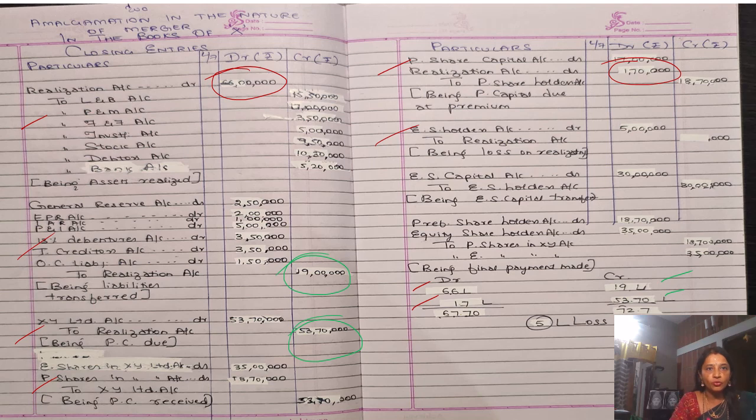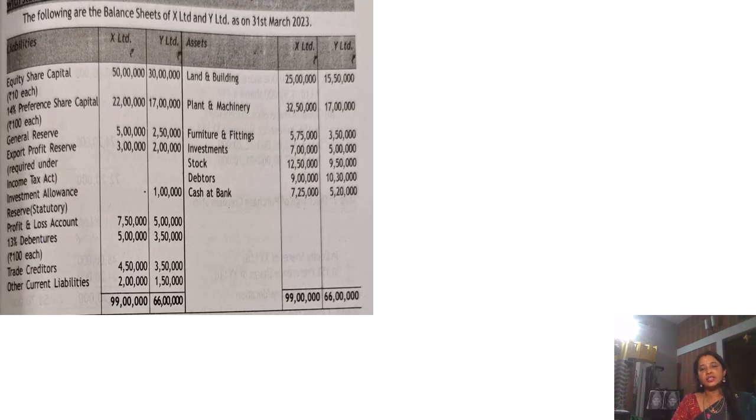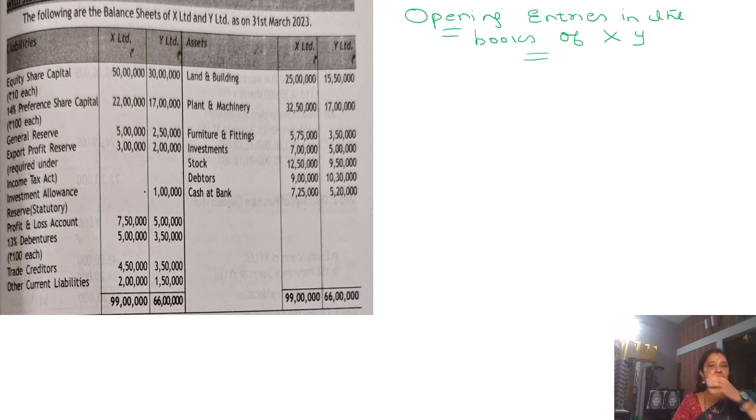So once you pass the closing entries in the books of X and in the books of Y, next you pass the opening entries in the books of XY. Now in opening entries, the first entry is similar.